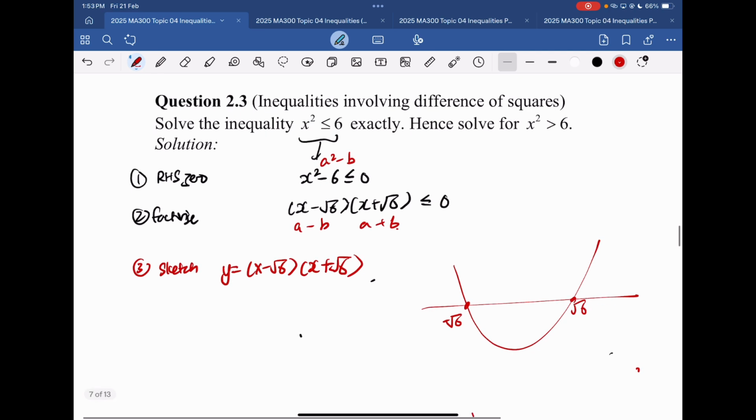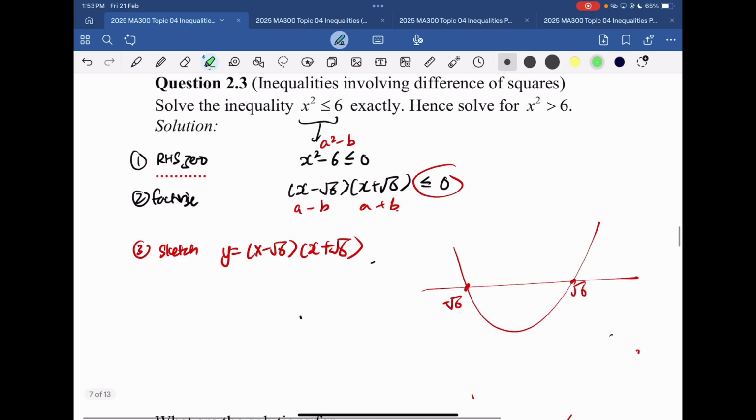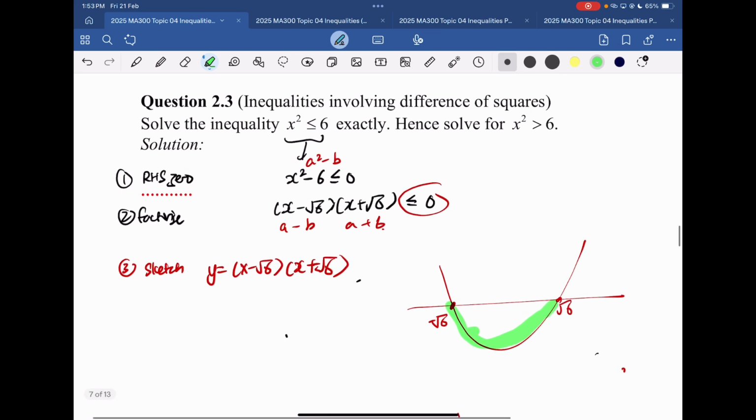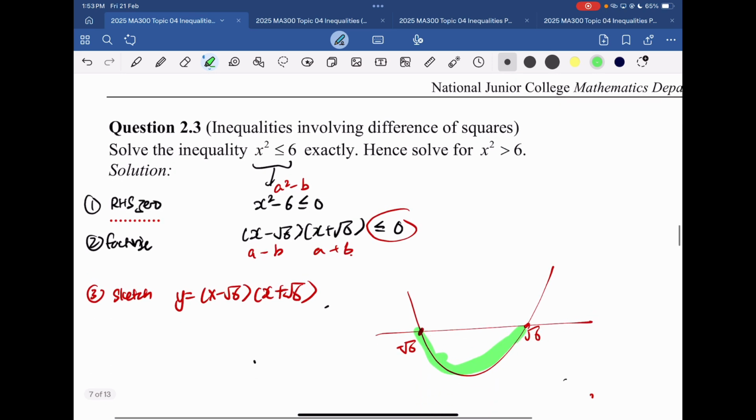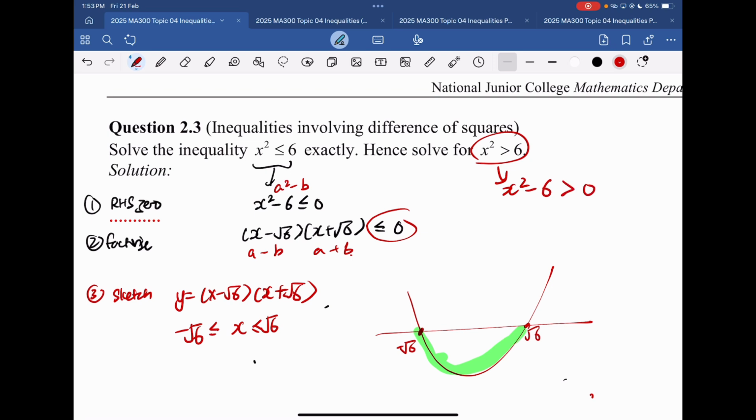Correct. You want less than or equal to 0, right? Okay, so now you got this part already. So what's your answer? x between this. Now you look at this one. Can I say this is the same as x squared minus 6 more than 0?